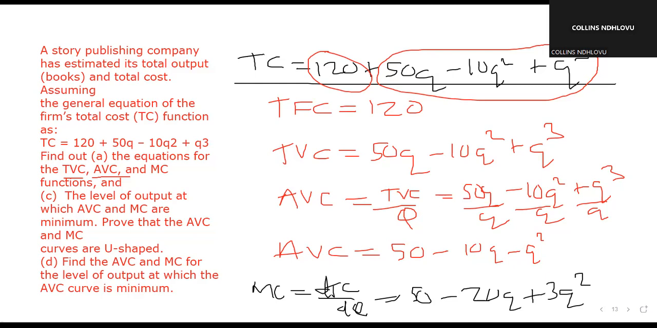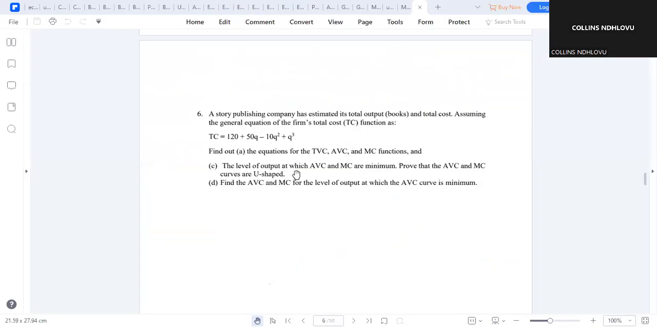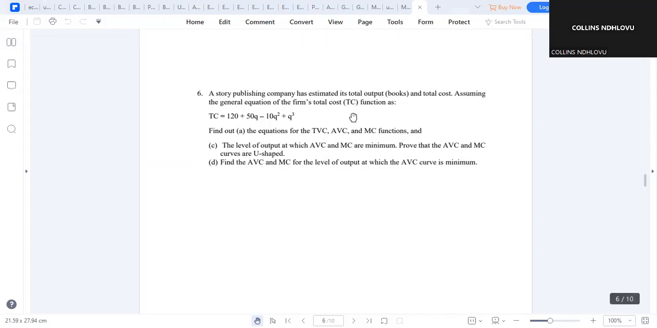The next part of the question is asking us to calculate the level of output at which AVC and MC are minimum, and also to prove that AVC and MC are U-shaped. So to find the minimum, because we always minimize costs, we differentiate and equate to 0. So we're finding Q when we differentiate.